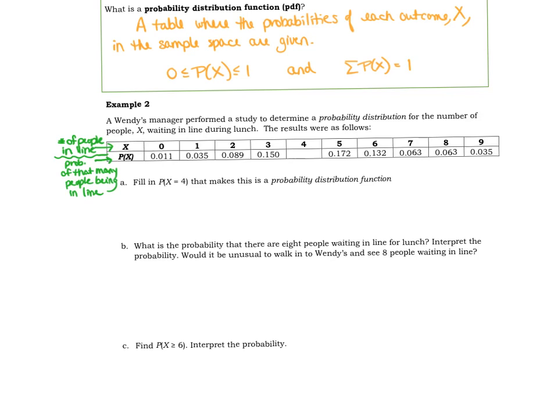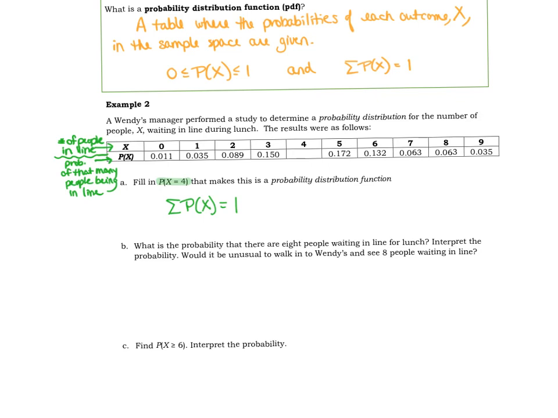So the first thing we're going to do is fill in the probability that X equals 4. That would make this a probability distribution function. So this is saying find the probability that there are 4 people waiting in line. Remember that's what X means, number of people waiting in line. So when we look at all of those probabilities listed across the second row of the table, remember that they have to add up to 1. The sum of the probabilities of all of those X values has to equal 1.